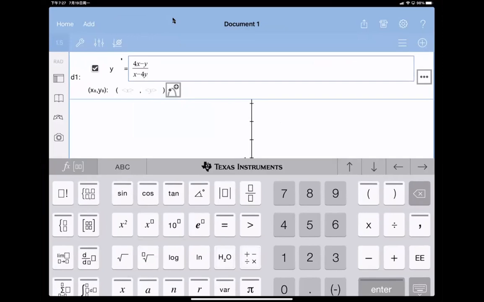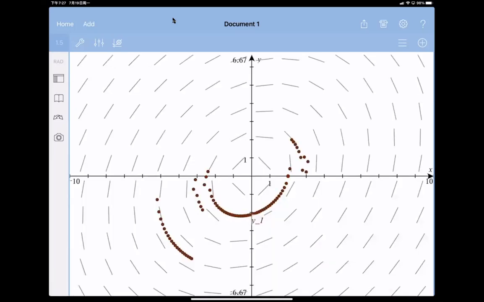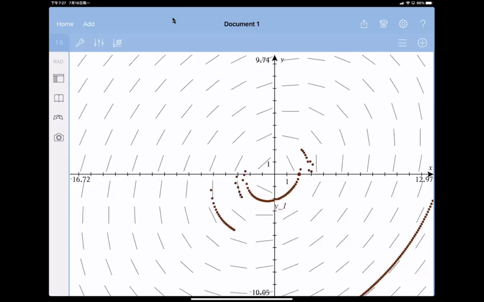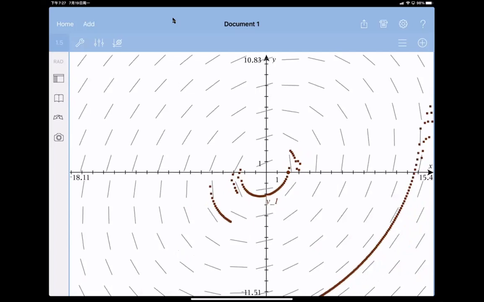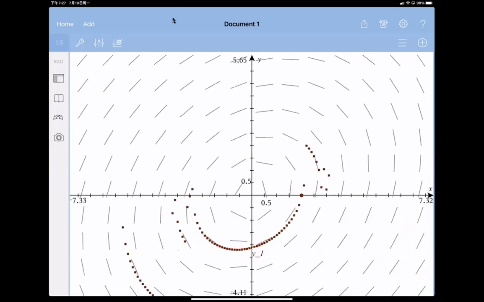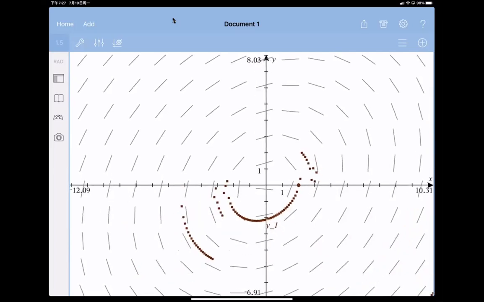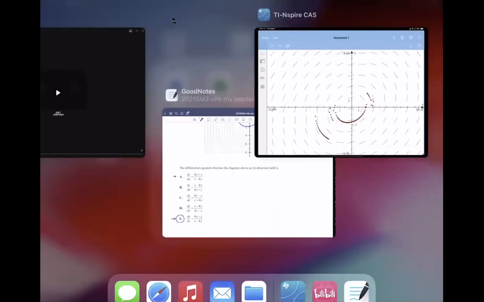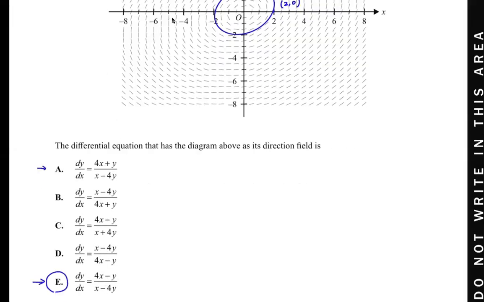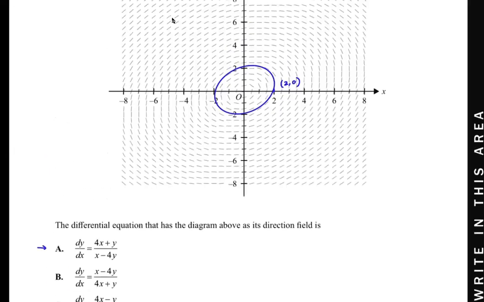Okay. So now, if you incorporate 2, 0, what will happen? Looks like that. I would say this one matches our sketch on the paper pretty well. Option E should be feasible.